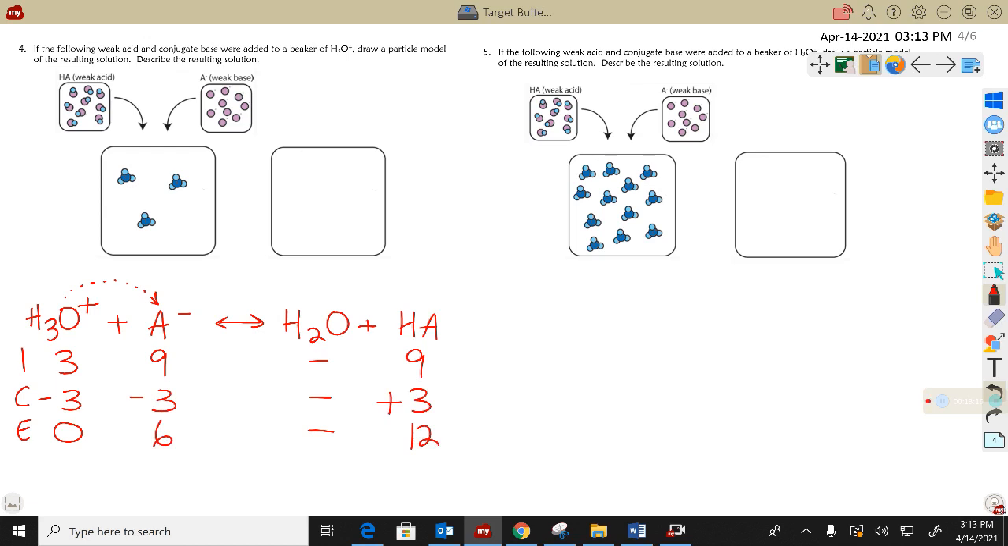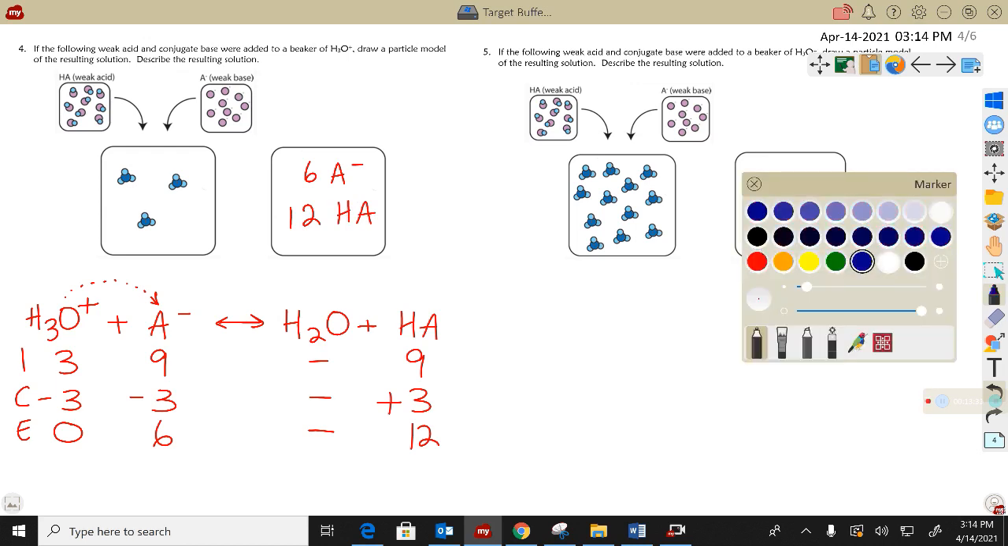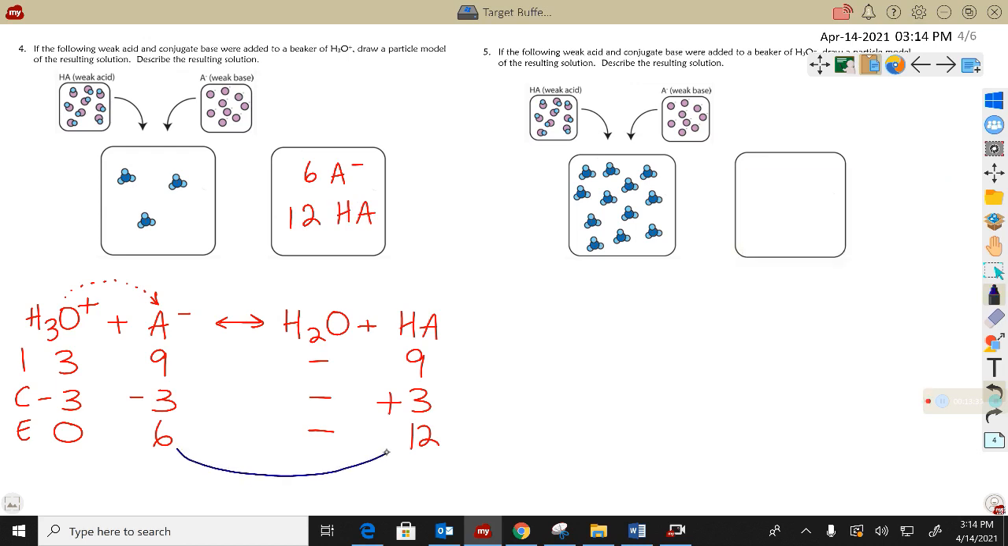And so what would be left in the resulting solution? Well, I would have 6 of the A minus, the conjugate base, and 12 of the weak acid. Again, if you want to draw them, go crazy. Now, once I get to this equilibrium line and I want to describe my solution, it's still a buffer. I still have my weak acid and my conjugate base. The solution is still a buffer.